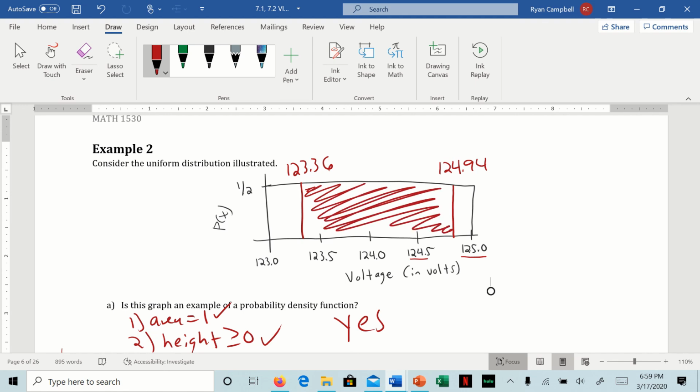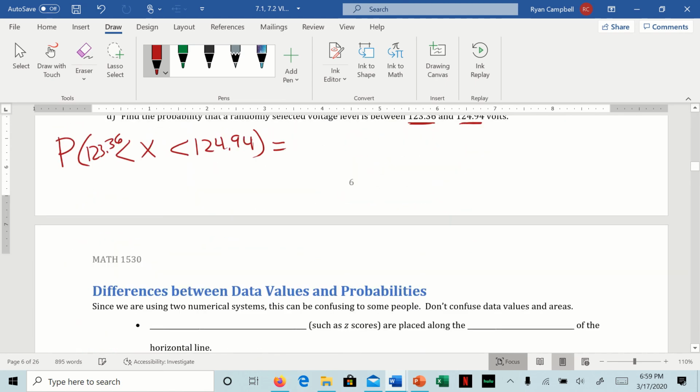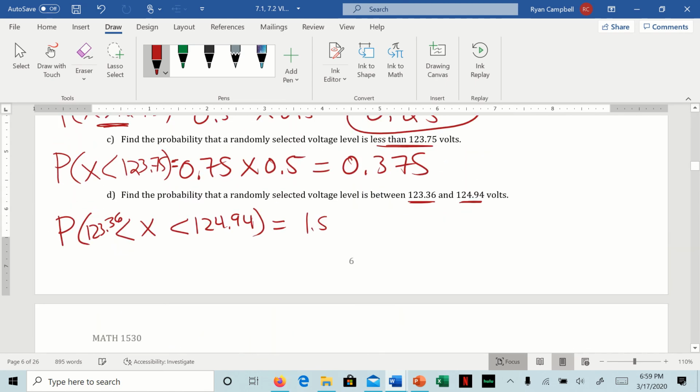All right. So what's the length? We can just subtract 124.94 minus 123.36. And when we subtract, we get 1.58 as our length. 0.5 is once again our width. So we do 1.58 times 0.5. You end up with 0.79, which is our answer.